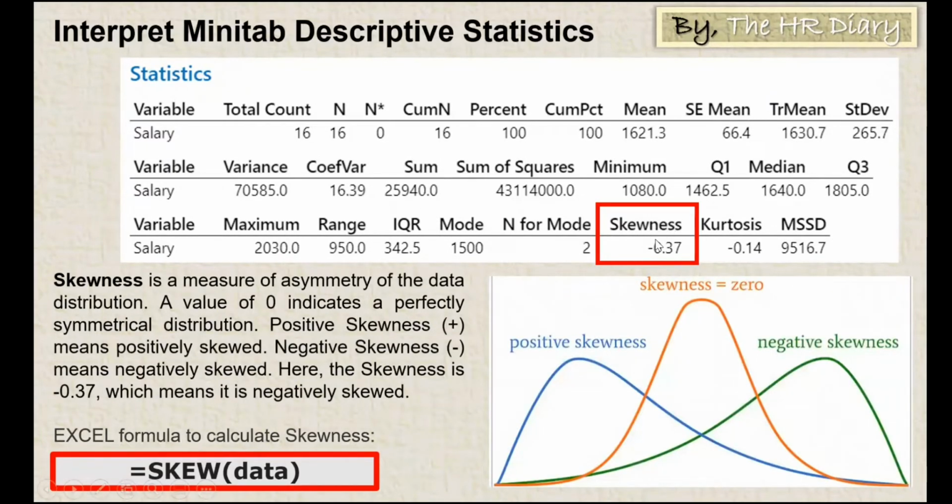Skewness. Skewness is a measure of asymmetry of the data distribution. A value of 0 indicates a perfectly symmetrical distribution here. Positive skewness means positively skewed, and this is how a positively skewed curve looks like. Negative skewness means negatively skewed, and this is how a negative skewness curve looks like. Here, the skewness is negative 0.37, which means it is negatively skewed. This is the Excel formula to calculate skewness.